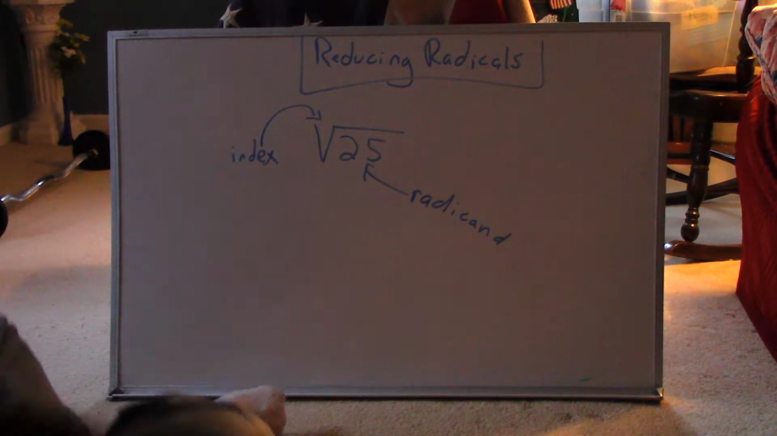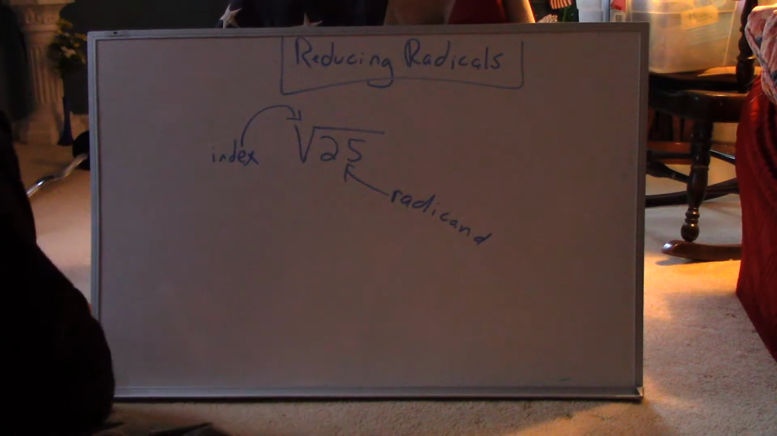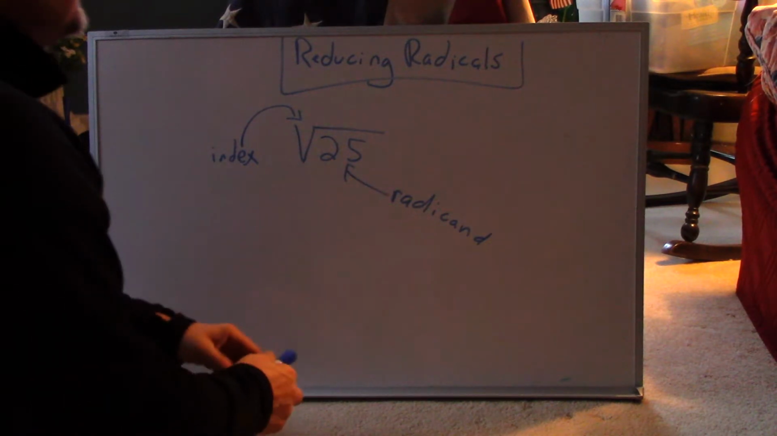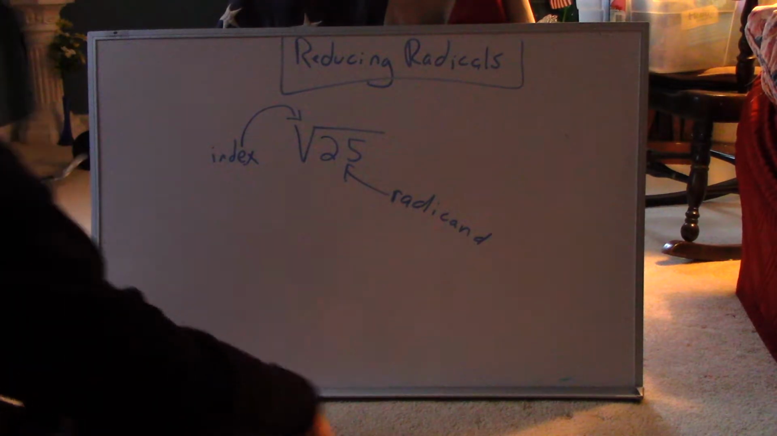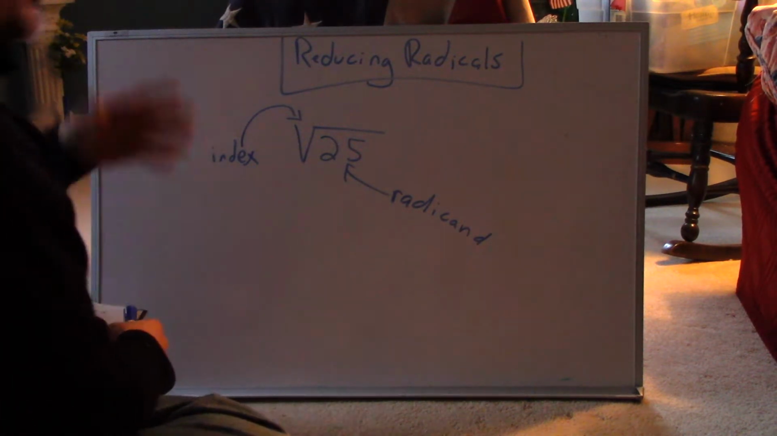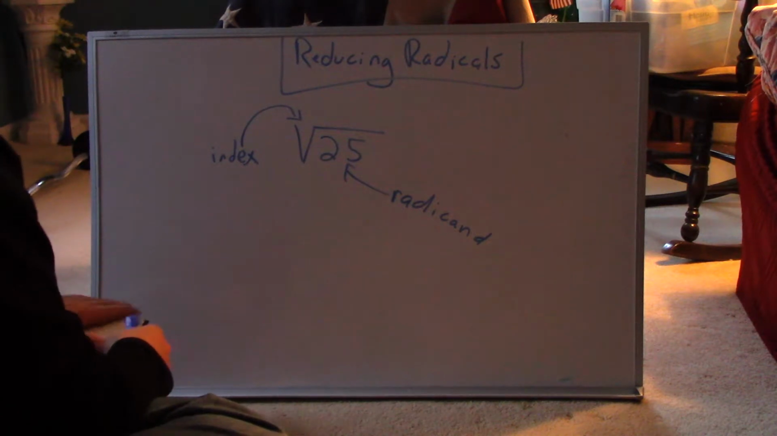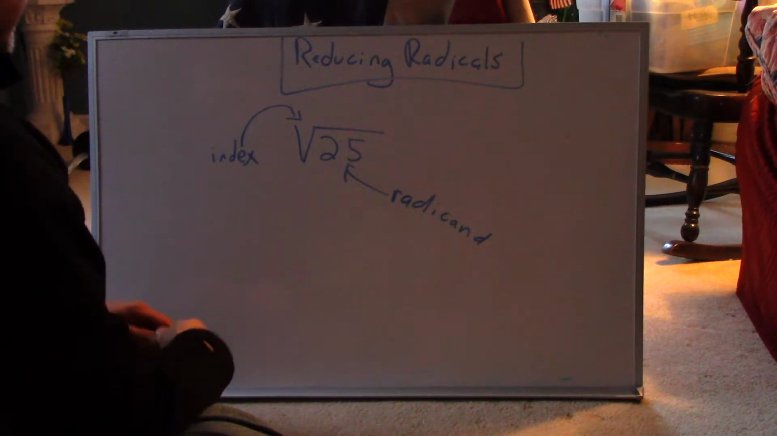Okay, back to basics learning here. Today I want to talk about reducing radicals. So let's look at a radical. Alright, a square root radical in this case. Of course there's cube roots, we'll get to that later.